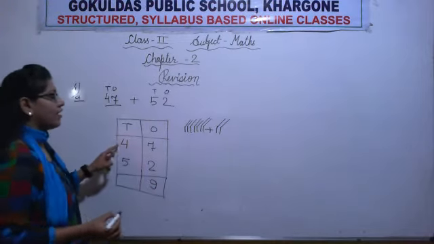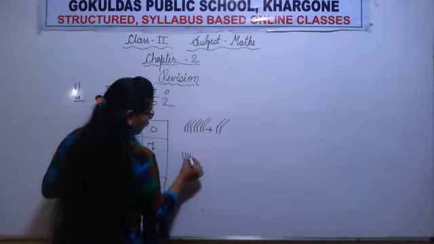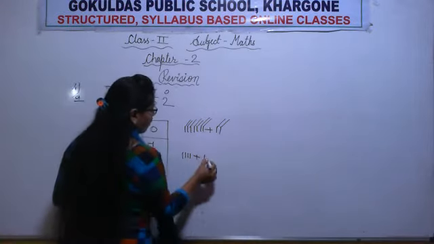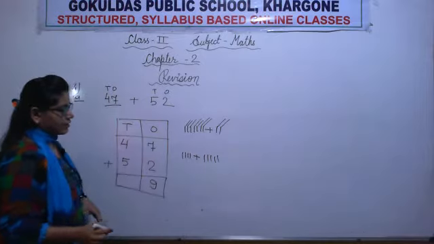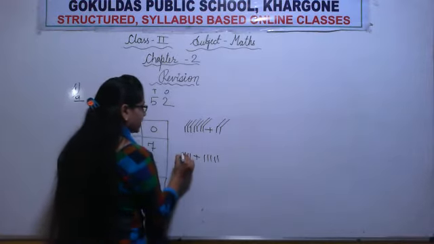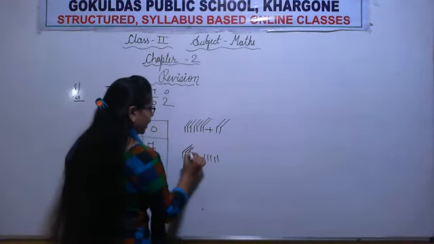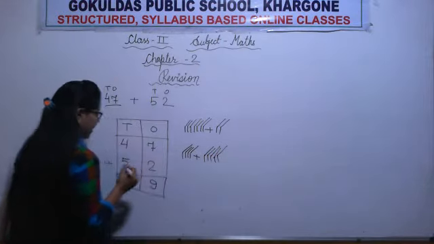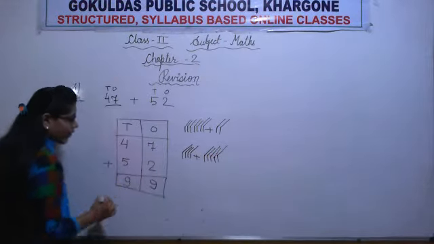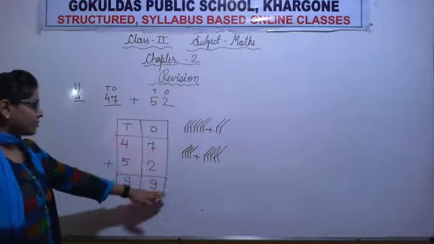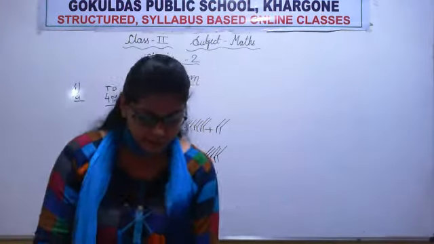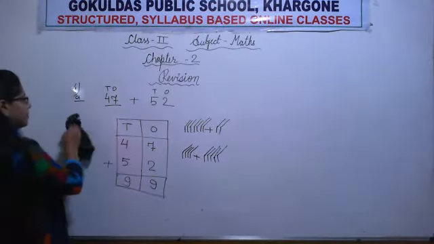Now 4 is there. So we will draw 4 sticks. And now 5 is there. So we will draw 5 sticks. Okay. Now let's count how many sticks. 1, 2, 3, 4, 5, 6, 7, 8 and 9. Again 9 sticks. So we will write the number 9. Ones below ones and tens below tens. Okay. Now part B.